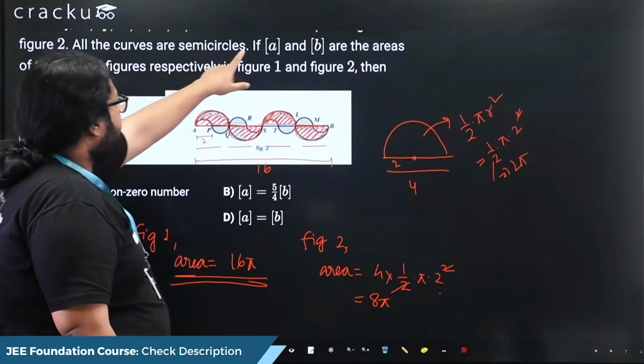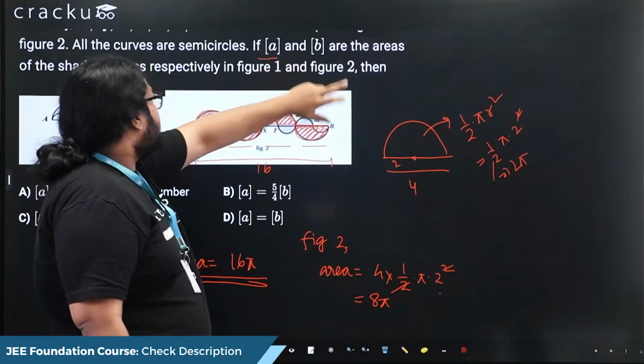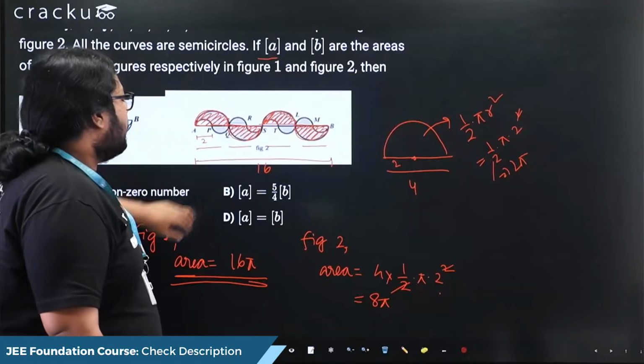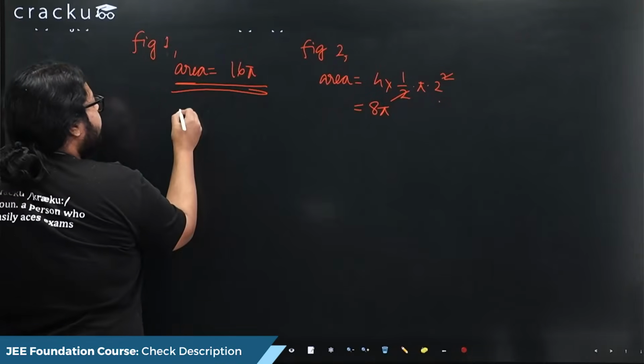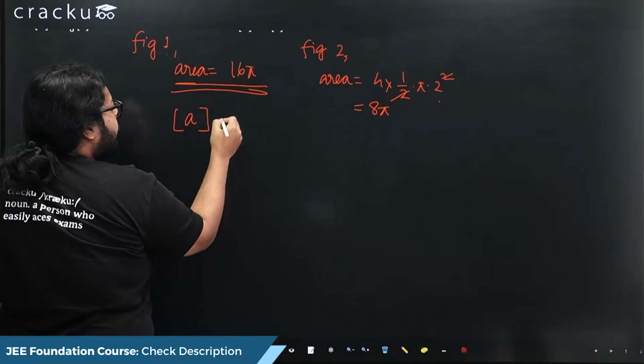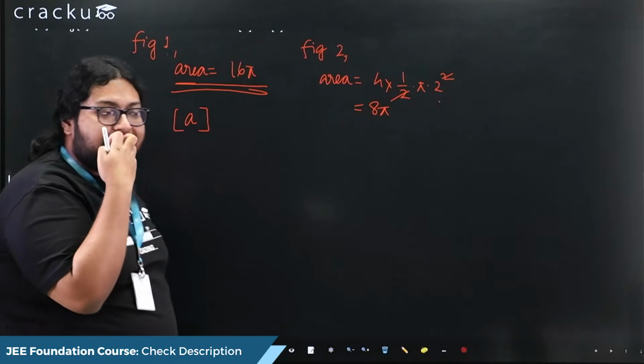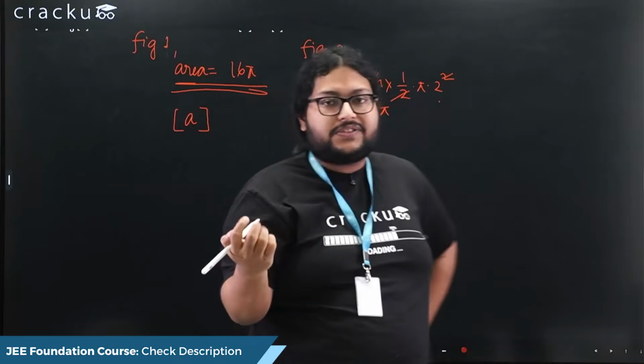Okay, so this one is the area of the shaded figure. Figure 1's area is given by the greatest integer function of A. Now what is the greatest integer function? Greatest integer function, or floor function as we call it.